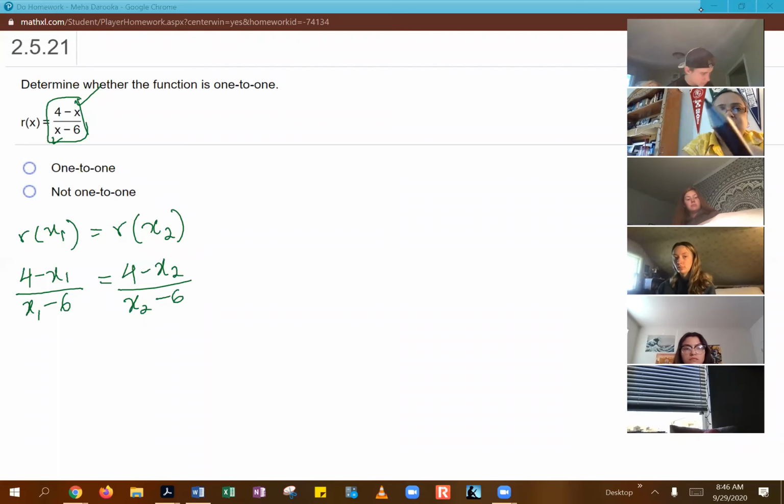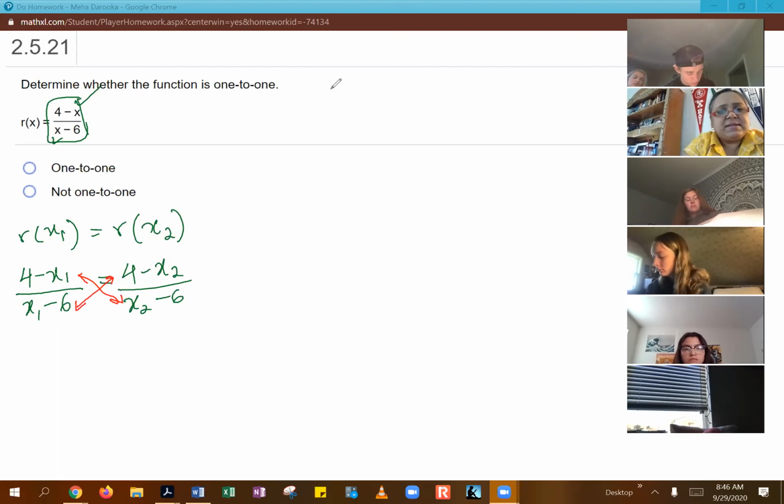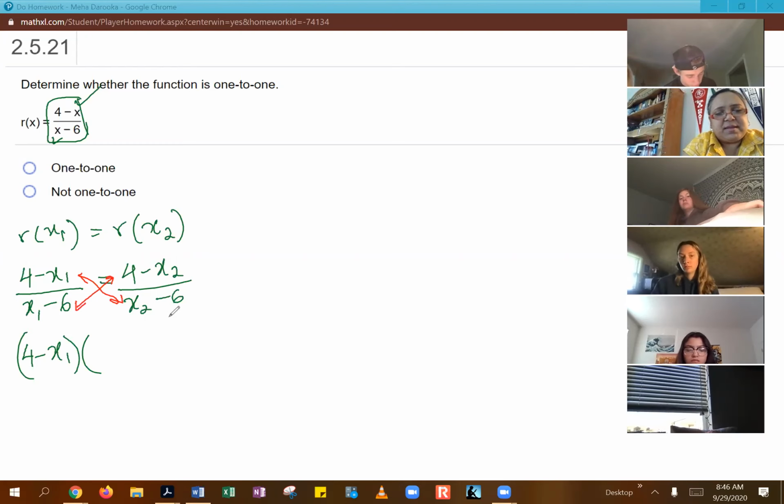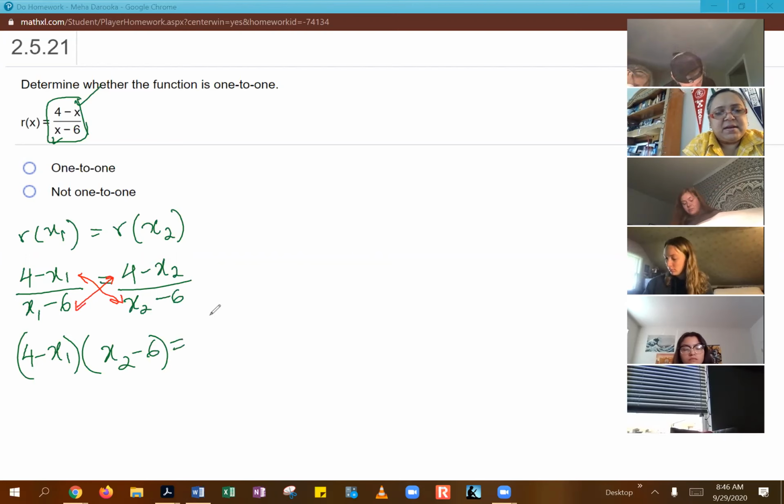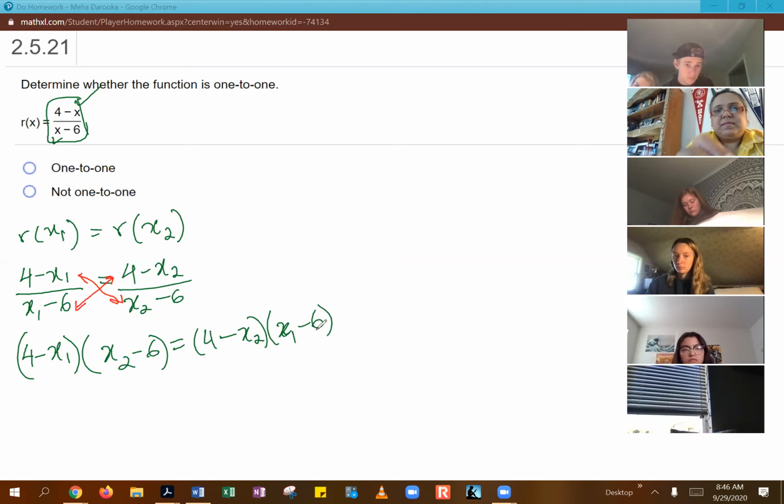After you set this up, the first thing we're going to do is cross multiplication to simplify these. That means on the left-hand side, we are multiplying 4 minus x1 with x2 minus 6. On the right-hand side, we are multiplying 4 minus x2 with x1 minus 6. Since you are multiplying two binomial terms on each side, we will need to do FOIL.